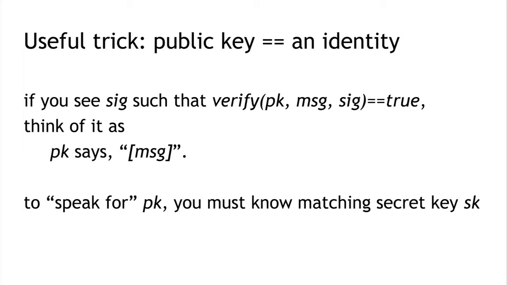And if you think about it, for someone to speak for PK, that is, to be able to make statements that will be seen as coming out of PK's mouth, you have to know the matching secret key, SK. If you know the secret key that corresponds to the public key PK, then you can sign messages with that secret key. What you're doing essentially is making statements on behalf of that public key. That means there is an identity in the system which only you can speak for. And of course, that's what you want an identity to be: something that one person can speak on behalf of, that everybody can see.